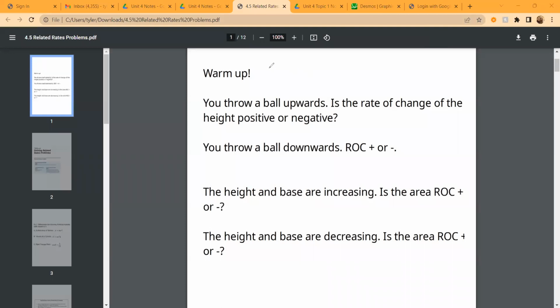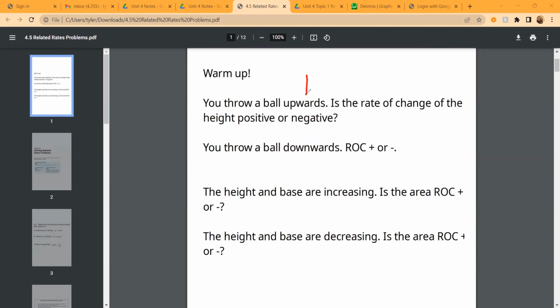So we are finally getting to related rates, which, as I've stressed, is a very difficult topic, at least in this first half of calculus. It really implies a lot of implicit differentiation. So for this warm up real quick, you're throwing a ball upwards. Is the rate of change of the height positive or negative?